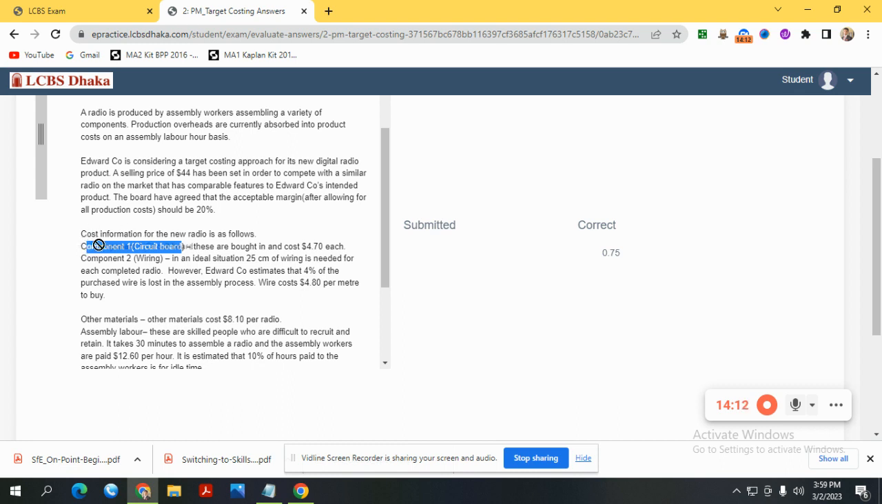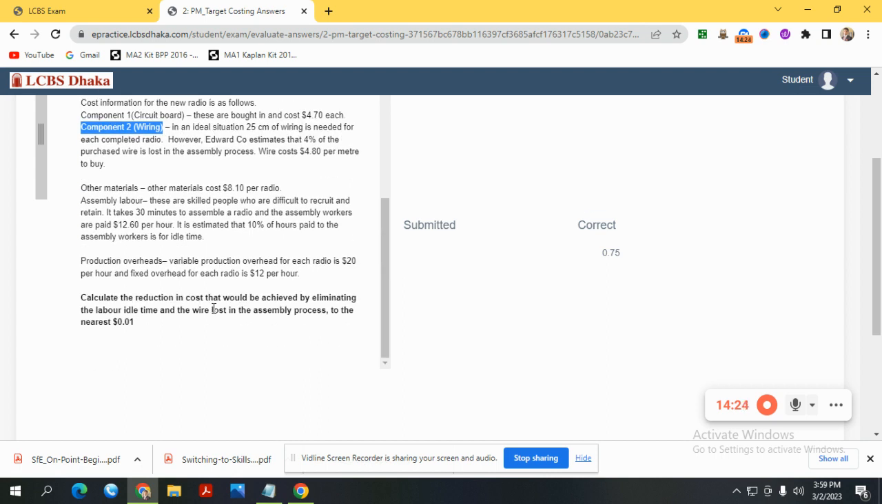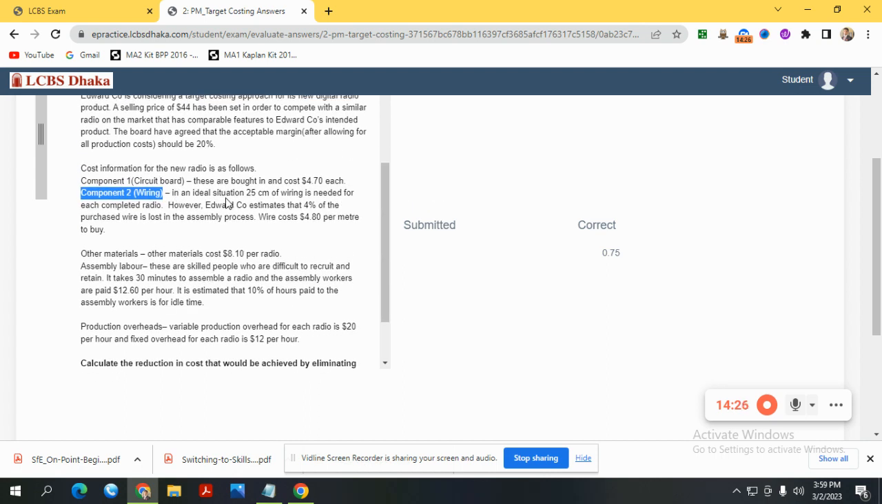Component 1, what costs do we have? Component 1 is a circuit board which costs $4.7. Fine, no issues there. Component 2 is wiring. Okay? So wiring, this is important. In an ideal situation, 25 centimeters of wiring is needed for each completed radio. However, Edward Co estimates that 4% of the purchased wire is lost in the assembly process. Wire costs $4.8 per meter. So we will need this.